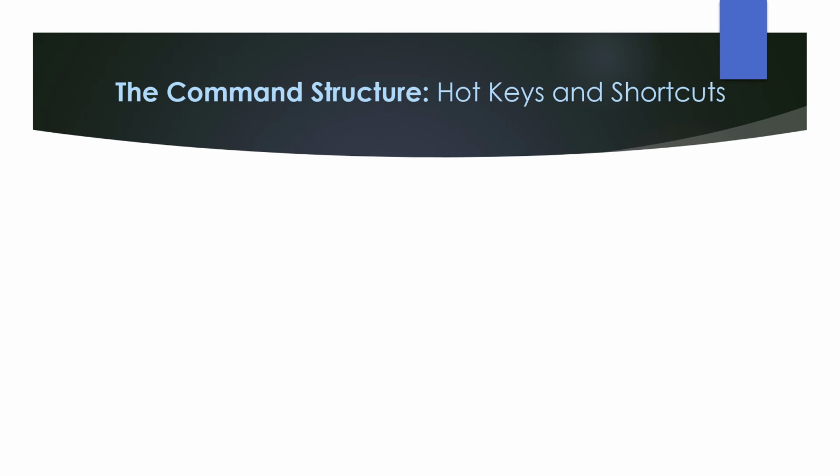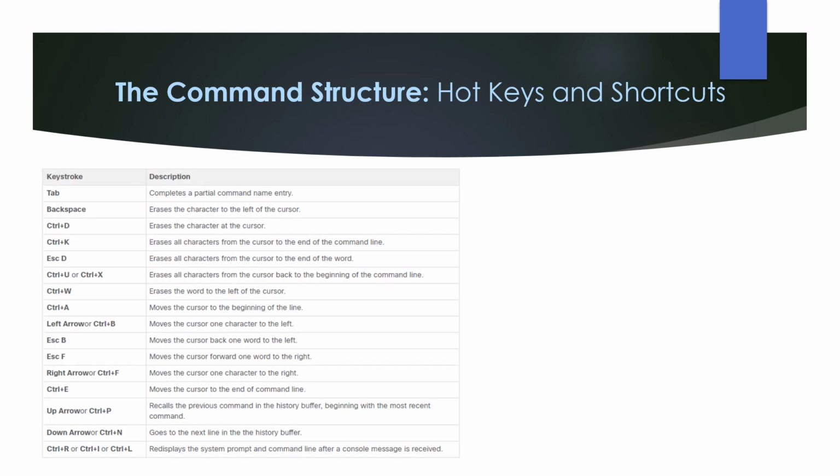Commands and keywords can be shortened to the minimum number of characters that identify a unique selection. For example, the configure command can be shortened as conf because configure is the only command that begins with the letters conf. An even shorter version is con, but it will not work because more than one command begins with con. Keywords can also be shortened. Here in this table, keystrokes to enhance command line editing are listed.